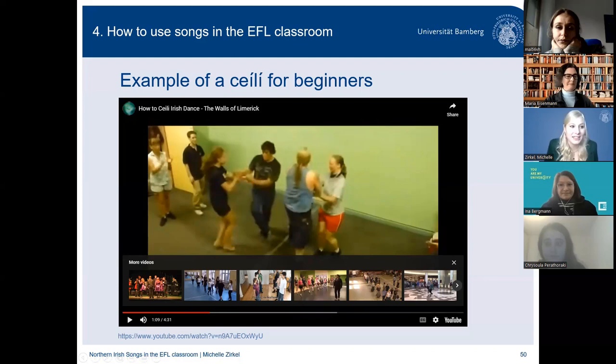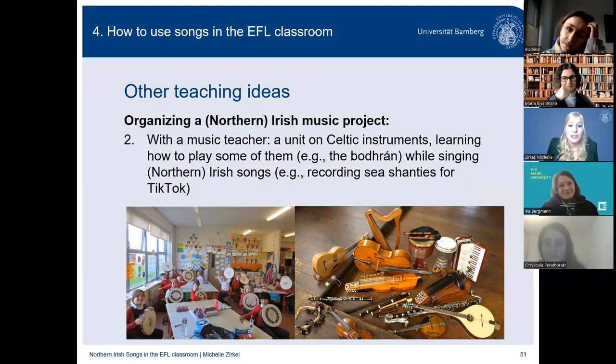Or with a music teacher, you could create a unit on Celtic instruments, learning how to play some of them, like for example the bodhrán, while singing Northern Irish songs, and maybe record sea shanties on TikTok.